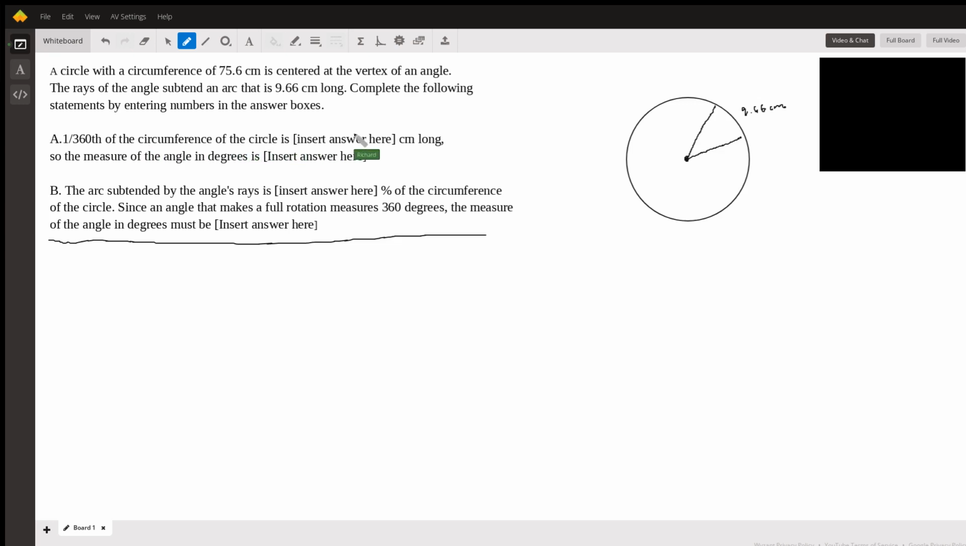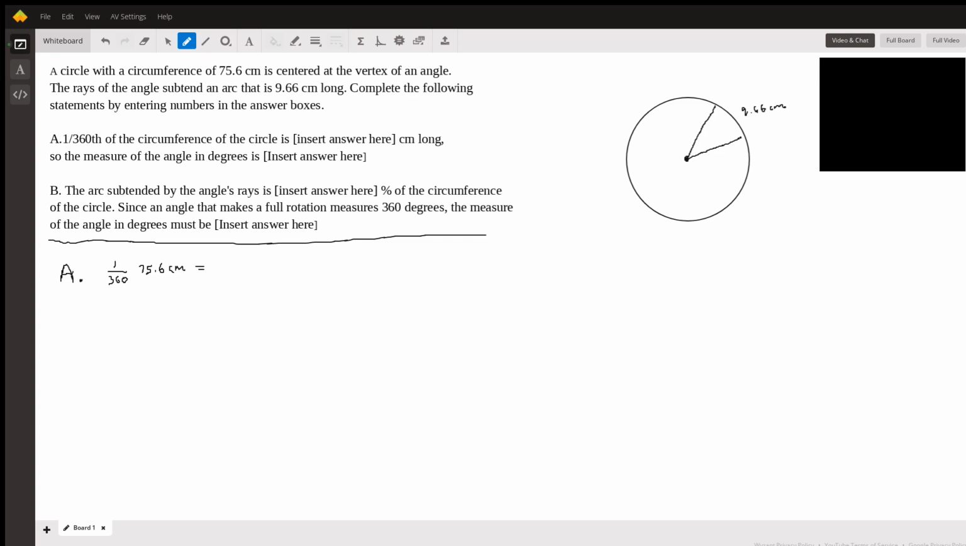1/360th of the circumference of the circle is what? So this is a kind of strange way of phrasing it. And I'm just going to go ahead with the way it's phrased. It's not exactly the way I would approach it or the way I would explain it to a student. So we want 1/360 times the circumference. And the circumference is 75.6. Okay, and so that's just a calculator thing.